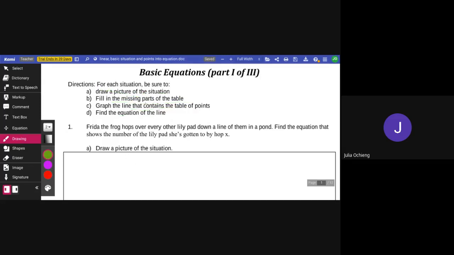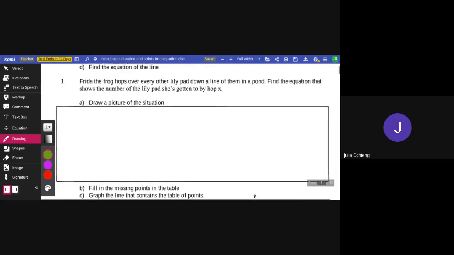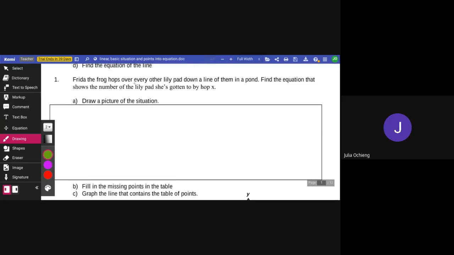And if I give you the equation of a line, you should be able to tell me what the table of points are. If I give you the graph of a line, you should be able to give me what the points are, et cetera. If I give you any one of those four things, you should be able to give me the other three. All right, so here's situation number one. Frida the frog hops over every other lily pad down a line of them in a pond. Find the equation that shows the number of lily pads she's gotten to by hop x.